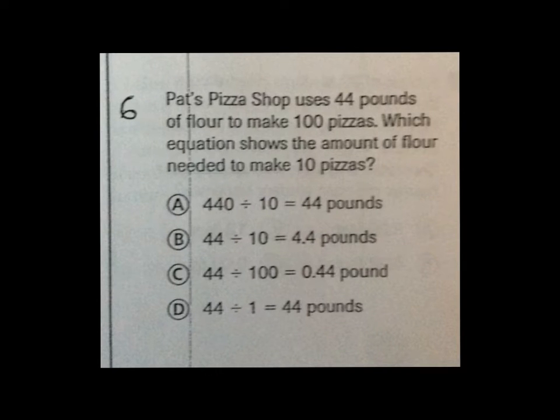6. Pat's Pizza Shop uses 44 pounds of flour to make 100 pizzas. Which equation shows the amount of flour needed to make 10 pizzas? A, 440 divided by 10 equals 44 pounds. B, 44 divided by 10 equals 4.4 pounds. C, 44 divided by 100 equals 44 hundredths of a pound. D, 44 divided by 1 equals 44 pounds.